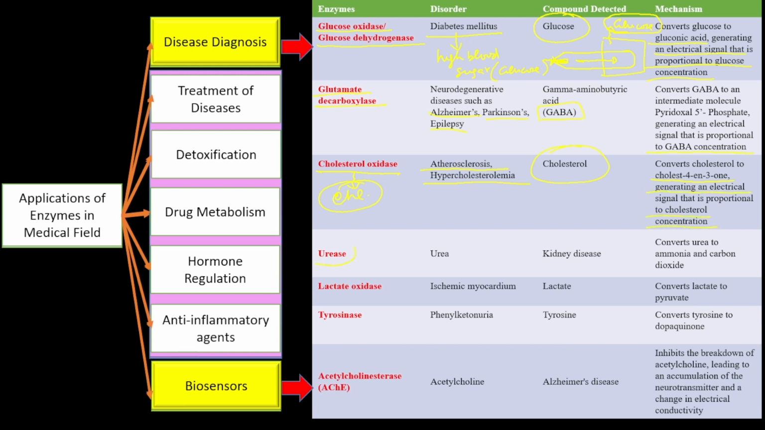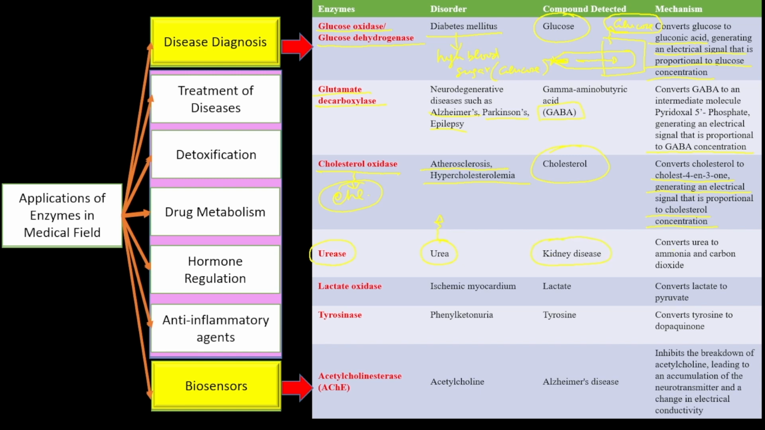Then we have urease, and urease is a very important enzyme. It is one of the very old enzymes isolated by scientists, and urease allows the detection of the compound called urea. When you have a high quantity of urea in the blood, it gives you the detection of kidney diseases.